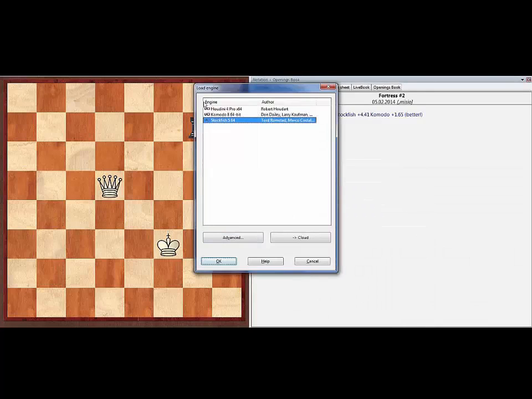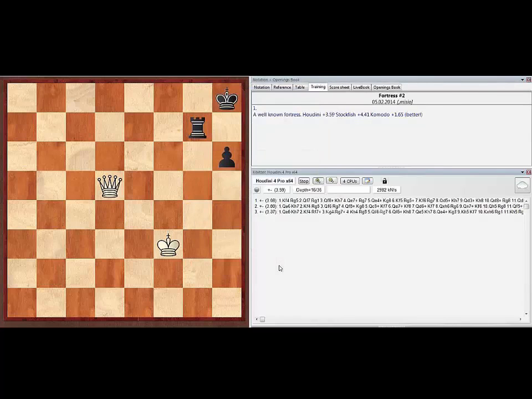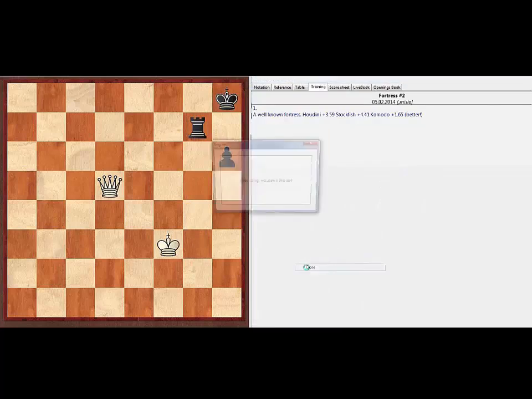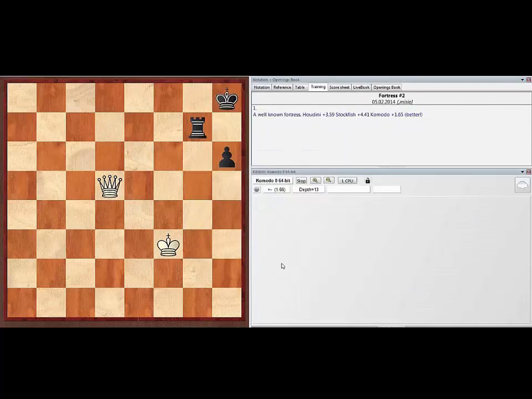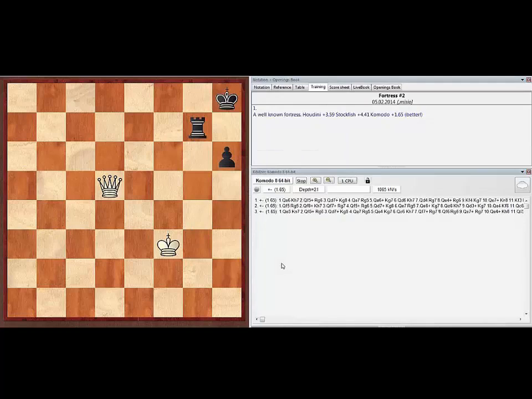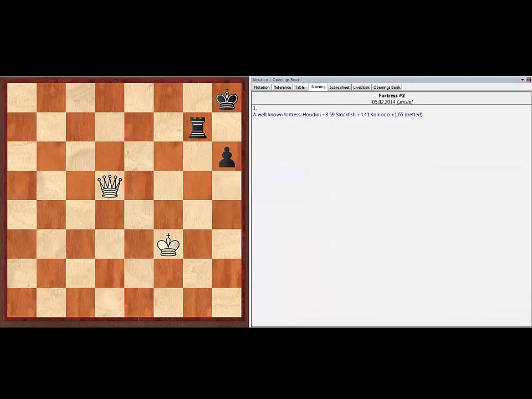Stockfish plus 4. Houdini plus 3.5. Huge advantage. I was pleasantly surprised by Komodo's evaluation. The reason is it does not evaluate the queen as much as those guys do. Only plus 1.6. That's closer. Still, it should be 0.00, but it is not as crazy as other engines are suggesting. So, another example of a fortress.